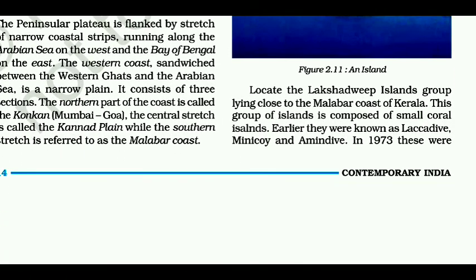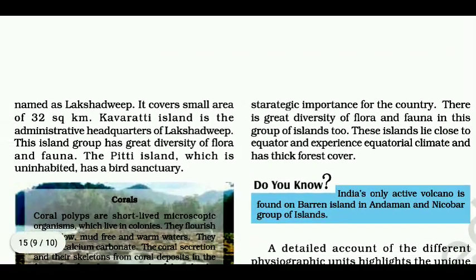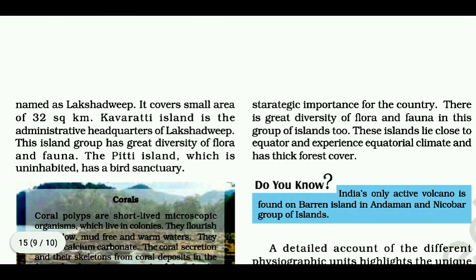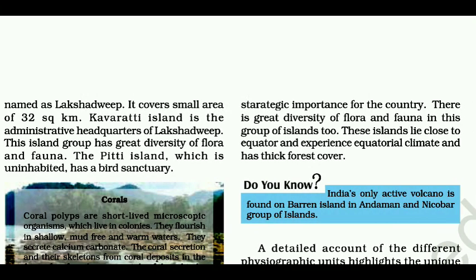Locate the Lakshadweep Islands group lying close to the Malabar coast of Kerala. This group of islands is composed of small coral islands. Earlier they were known as Laccadive, Minicoy and Amindivi. In 1973, these were named as Lakshadweep. It covers a small area of 32 square kilometers.